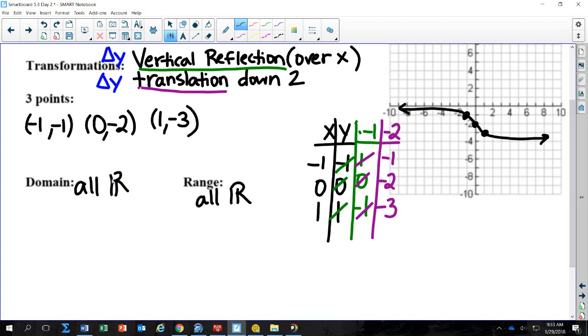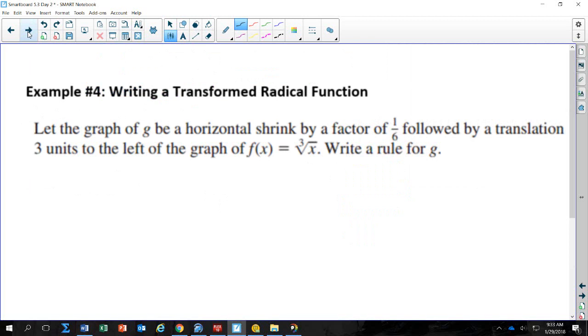All right, cool. So the new learning goal today is writing the equation of a transformed function. So an example 4, the first example says, let the graph of g be a horizontal shrink by a factor of 1/6, followed by a translation 3 units to the left of the graph cube root of x. Write a rule for g. So my starting point is this cube root of x. We're going to do one transformation at a time. So I want to see multiple steps.